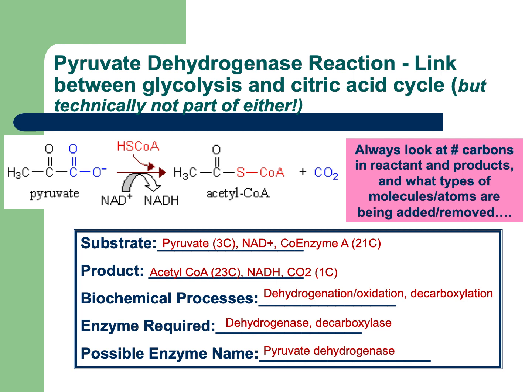The product is acetyl CoA, which is a 23-carbon molecule because we're combining the 3 carbons of pyruvate with the coenzyme, which is 21 carbons, and releasing a CO2 molecule, which is 1 carbon. We also have the products NADH and CO2, carbon dioxide. The biochemical processes are dehydrogenation, or oxidation, and because we are releasing CO2, a carbon group, it's called decarboxylation. So the 2 types of enzymes required would be a dehydrogenase and a decarboxylase. The possible enzyme name for this one is pyruvate dehydrogenase.